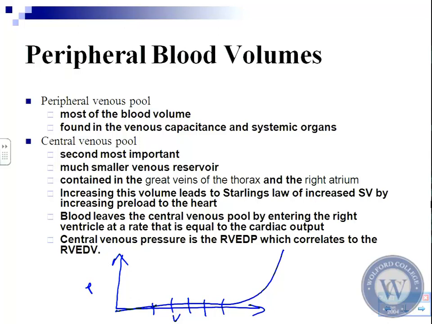It's only when you get to the inflection point here that you start to see the CVP rise all of a sudden. And the next thing that happens is the person's in failure. Okay, because you give a little bit more volume and it pushes the person right over the edge. So in essence, it's a really bad monitor in the adult.